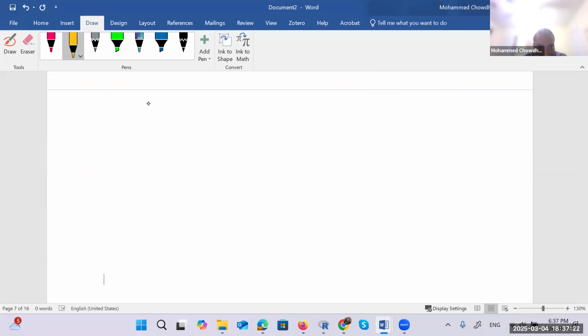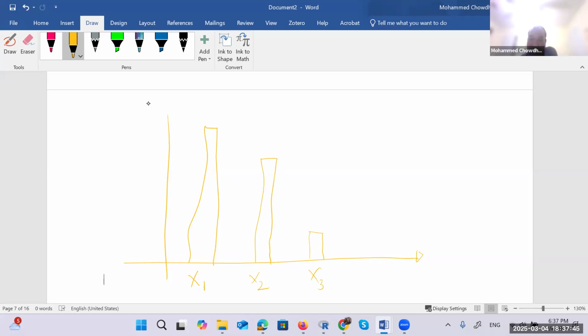You have to construct a graph like this. Okay, if x1 is left, then the predictive error you will get is like this. This is the height. If x2 is left, then you will get predictive error like this. If x3 is left, you will get predictive error like this. Then you can say x3 is the least important variable, whereas x1 is the most important variable for the model. If we ignore or leave x1, we will lose more predictive power. Okay, that's the way you will have to compute these things.